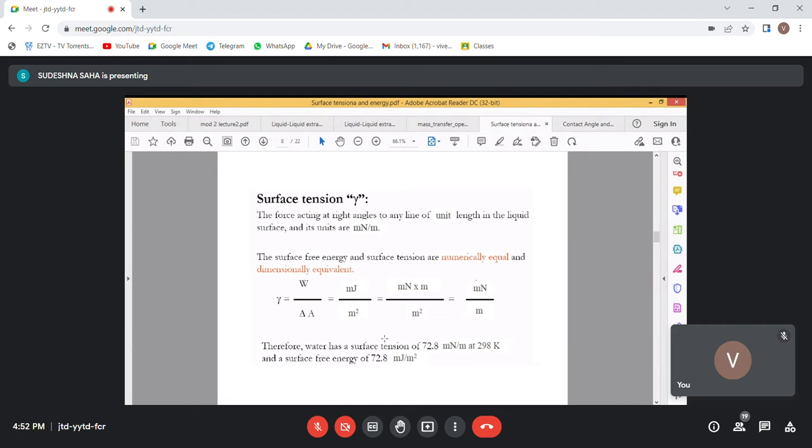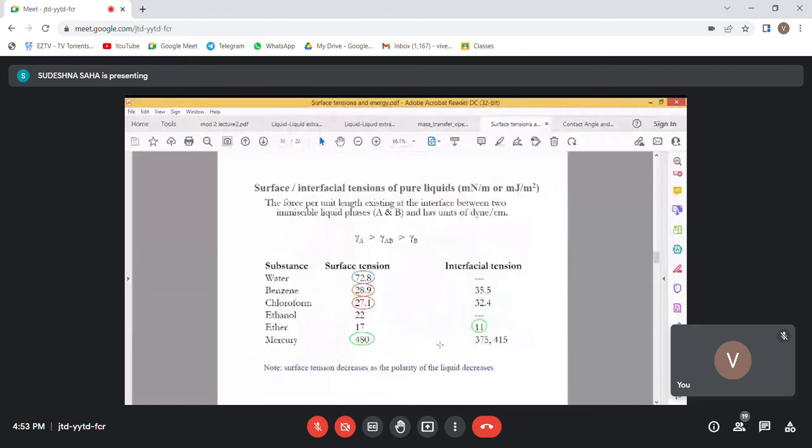Surface tension is the force acting at right angles to a line of unit length in the liquid surface, and its units are millinewton per meter. The surface free energy and surface tension are numerically equal, as I have mentioned earlier, and dimensionally they are also equivalent, but for surface tension just use it for liquids. Water has a surface tension of about 70 millinewton per meter at room temperature, and a surface free energy of 70 millijoule per meter square. I'm not going into it, I'm just omitting this part.